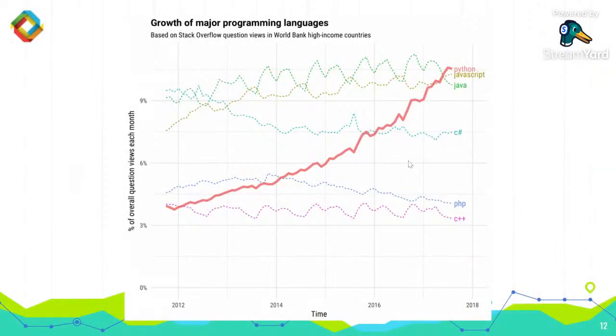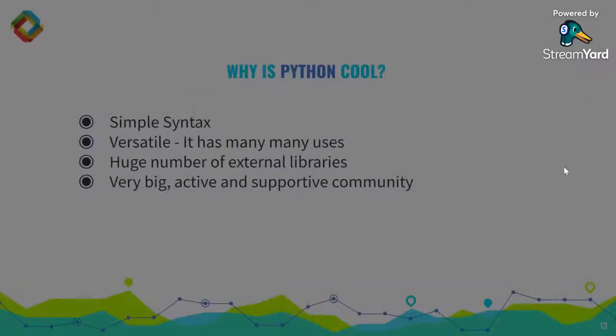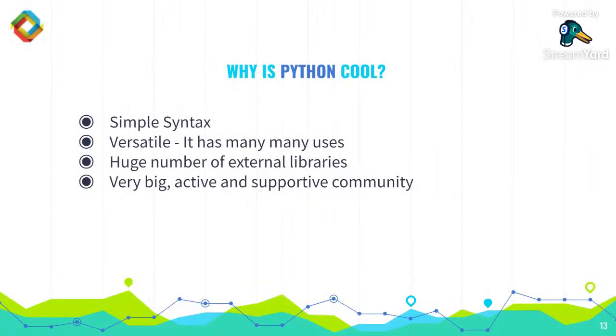Now, Python's popularity keeps on increasing, and in the past decade the popularity of Python has grown tremendously. So what is the reason behind it? Why is Python so cool? The answer is Python has a very simple syntax and it is very beginner friendly, and this is what makes Python a very easy to learn language.